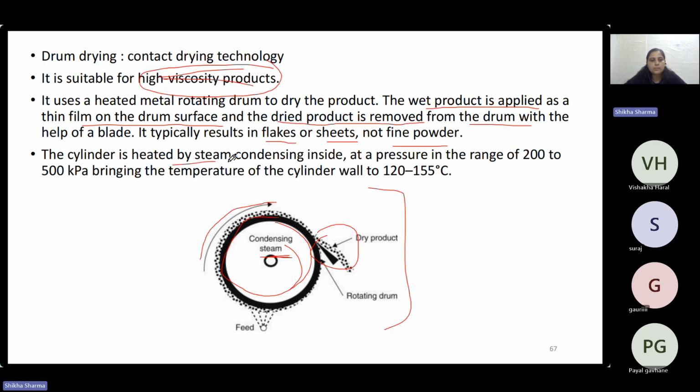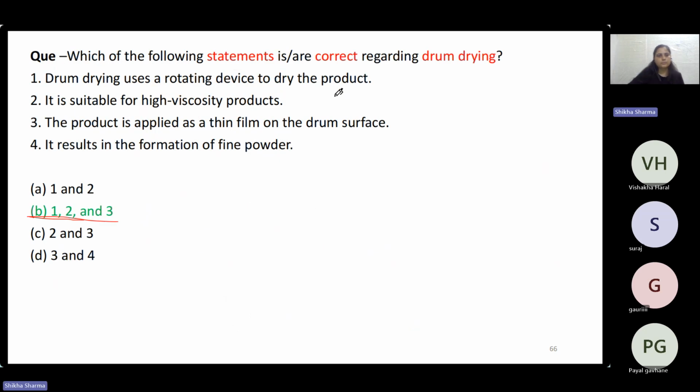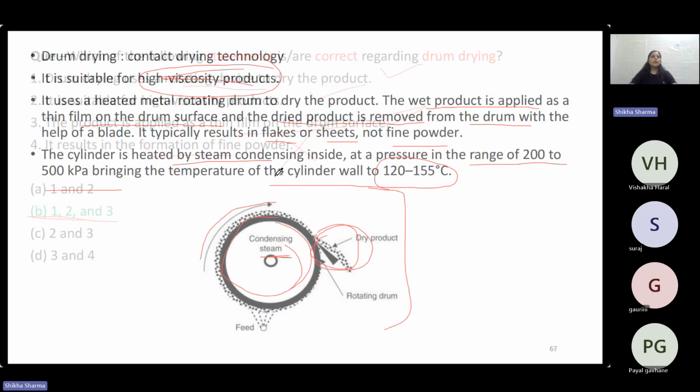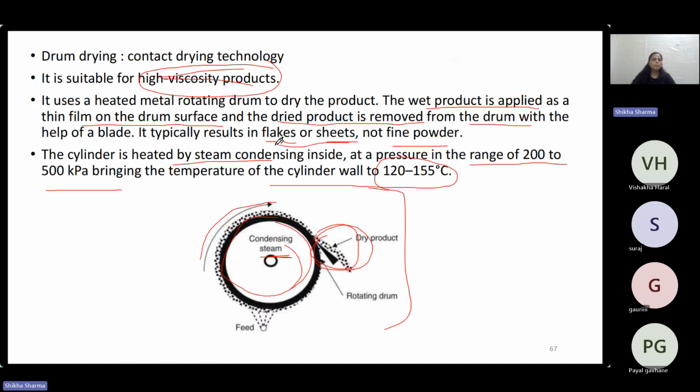The cylinder is heated by steam condensing inside, which is at a pressure of 200 to 500 kilopascal, and the temperature of the cylinder wall is around 120 to 155 degrees Celsius. So like this, the product is scraped off by the blade. So drum drying using a rotating device is correct. High viscosity product is correct. The product applied as a thin layer on the drum surface is correct, and it results in the formation of fine powder, which is incorrect because we get flakes or sheets, not powder.